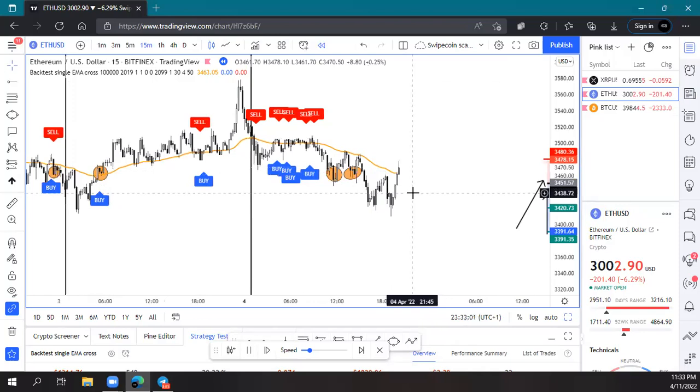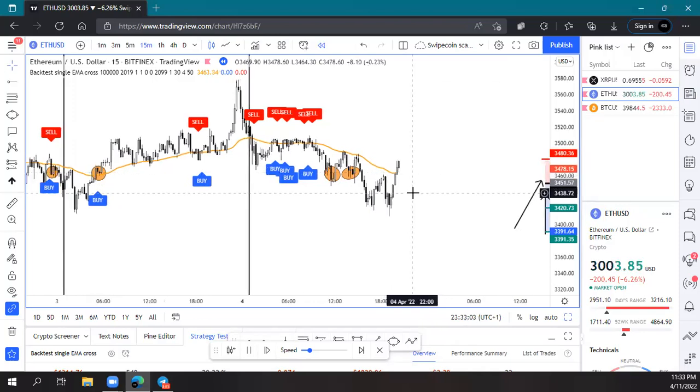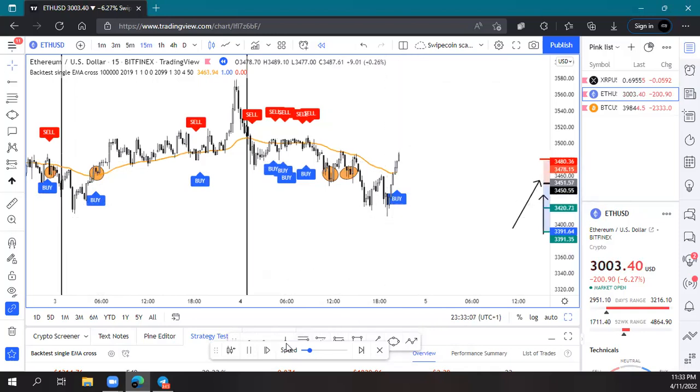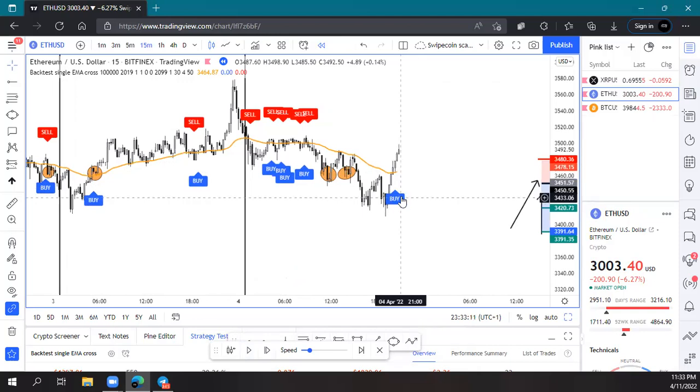I'm just going to show you guys examples and we are going to do it together, right? Maybe we could find a potential trade idea. So we actually got a buy signal.